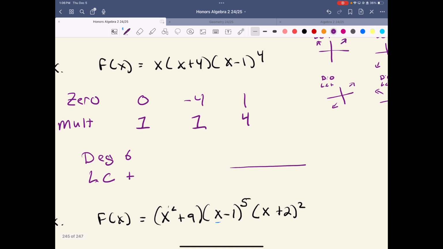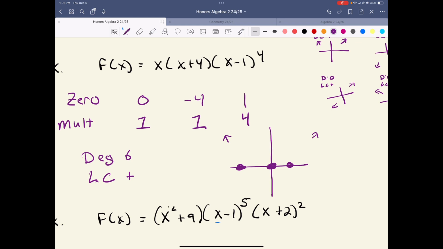So if I'm going to graph this, I know where my zeros are. My zeros are at 0, -4, and 1. That's where my zeros are. It's a 6th-degree polynomial with a leading coefficient that is positive. So it's even and positive, which is this one. So my end behaviors are going to be here and here. They have to be.